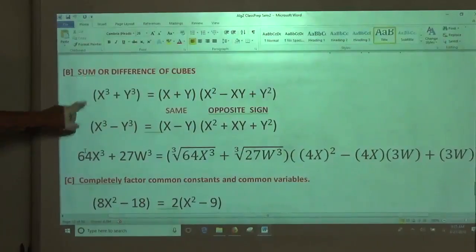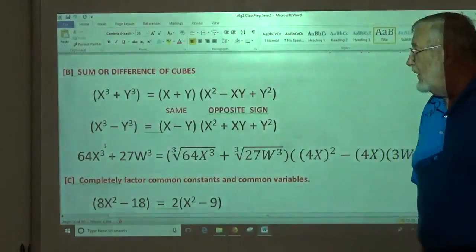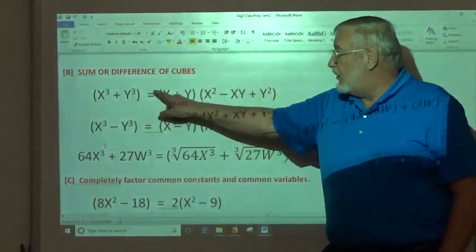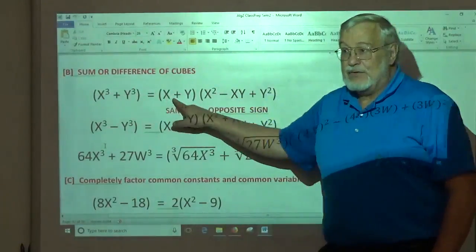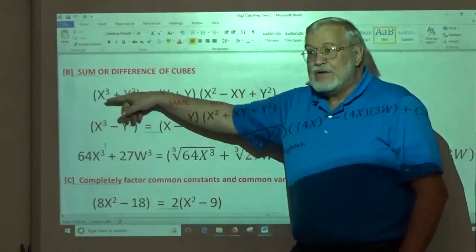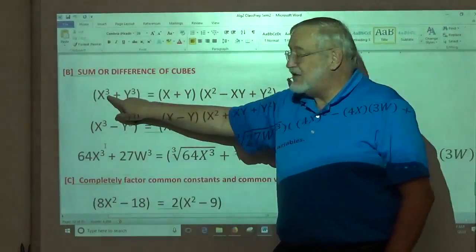Now, difference of cubes. This is something that you have to memorize. There's no short way to do this. When you have the difference of cubes, you're going to have the cube root of both of these numbers. Now, it's nice if these are 3 because the cube root of it is x to the first power. But what would happen if this was 6?